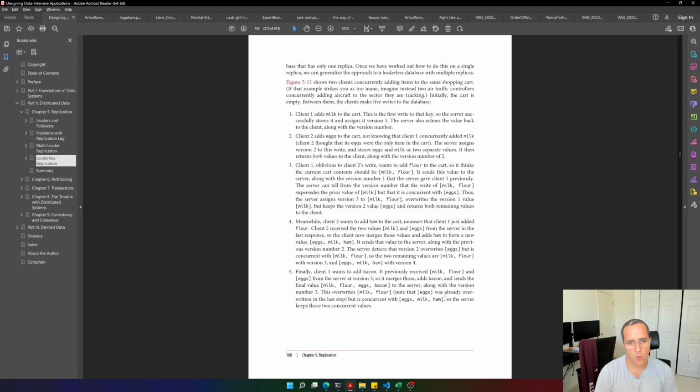Finally, client 1 wants to add bacon. It previously received milk, flour and eggs from the server at version 3, so it merges those, adds bacon, and sends the final value, milk, flour, eggs, bacon, to the server along with the version number 3. This overwrites milk, flour. Note that eggs was already overwritten in the last step, but it's concurrent with eggs, milk, ham, so the server keeps those two concurrent values.